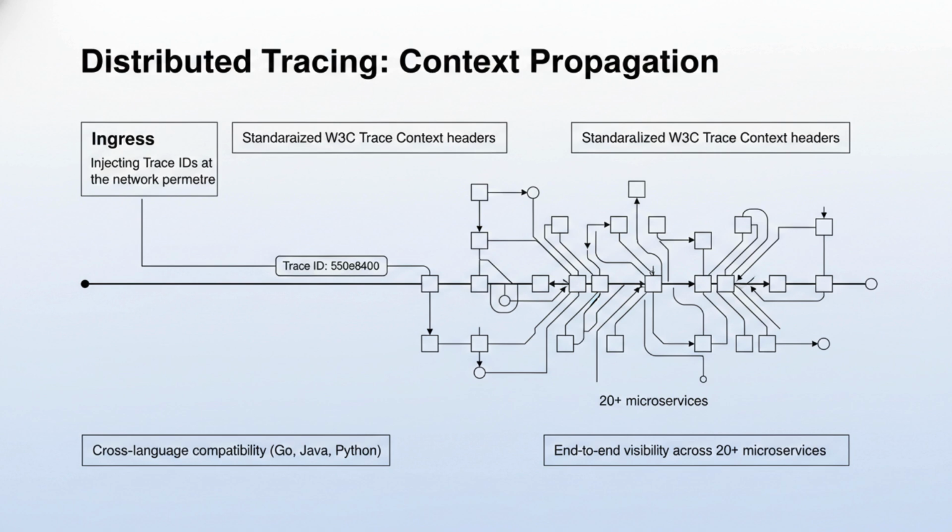By using standardized W3C trace context headers, the ingress ensures that even if your backend is a mix of Go, Java, and Python services, they all speak the same observability language. This allows us to track a request across 20 or more microservices, identifying exactly where a 500 millisecond delay was introduced, whether it was at the edge or deep within the database layer.